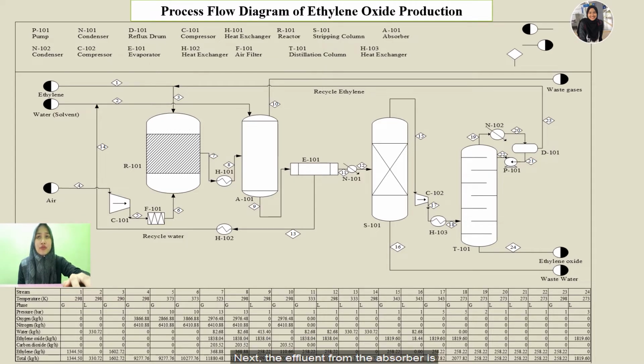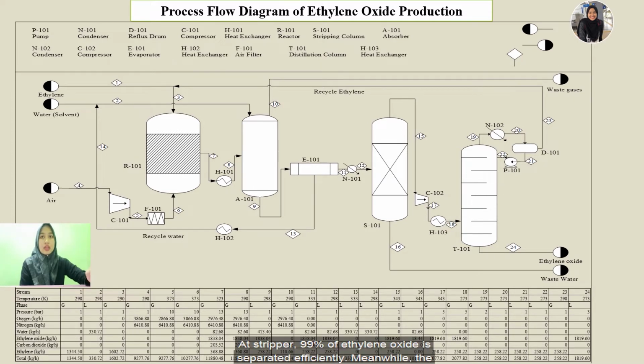Next, the effluent from the absorber is transferred to the evaporator. 80% of water is discharged through the bottom at stream 13 and recycled back to the water input in the absorber at stream 2. 20% of water together with the ethylene oxide and remaining mixture is transferred to the stripper. At the stripper, 99% of ethylene oxide is separated efficiently. Meanwhile, the remaining ethylene oxide in water is discharged as wastewater stream.